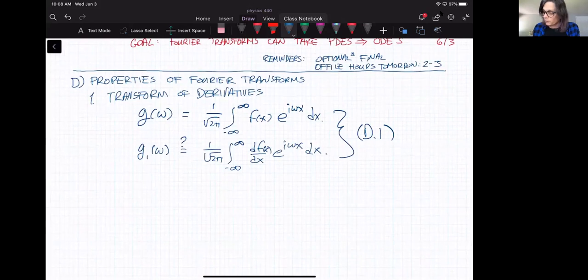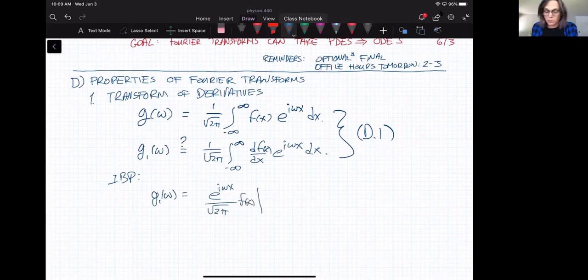What we can do is integrate by parts. So, by parts, we get g1 of omega. It's an ugly omega. g1(ω) is equal to e^(iωx) over root 2π times f(x), which would be our evaluated part, evaluated from minus infinity to infinity, minus iω over root 2π times the integral from minus infinity to infinity of f(x) e^(iωx) dx.